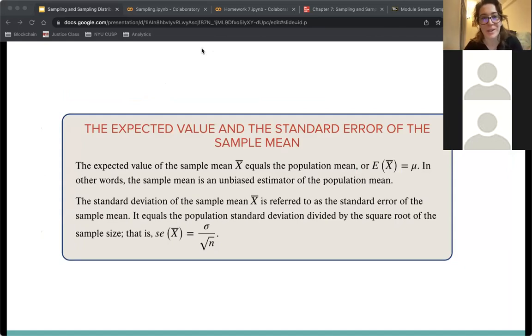So we just started talking about different sampling methods, and now we're going to get into more details of what to do with these samples once we have them.